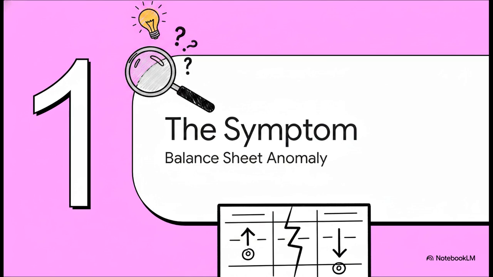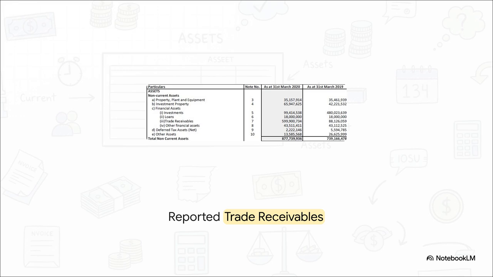Part 1. The symptom, a balance sheet anomaly. Okay, let's dive into this. Every good investigation starts with a symptom, right? A clue that something just isn't quite right. And what we're looking at today isn't some theoretical textbook exercise. This is a real-world observation.